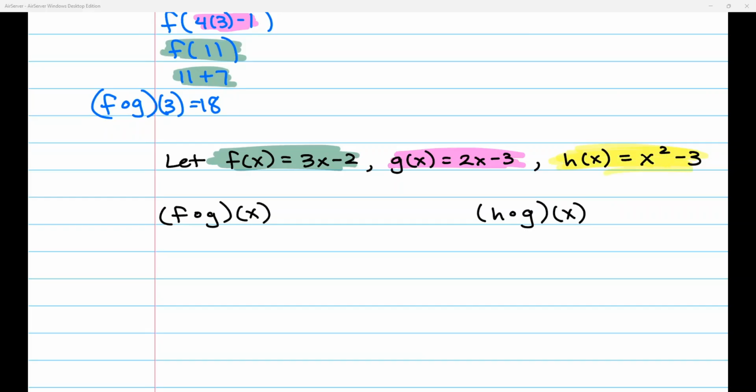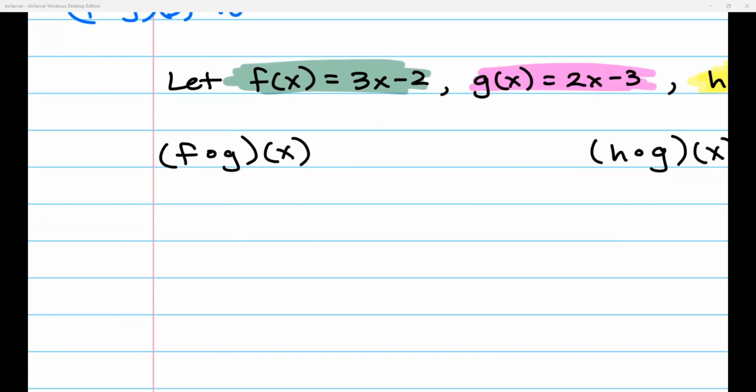I want to know what's f after g of x. So we are going to stick the g function into the f function. I'll show you what that means, and why that is what it is, in a little bit. Remember that f after g of x really means f of g of x. The first thing we need to do is figure out what g of x is.